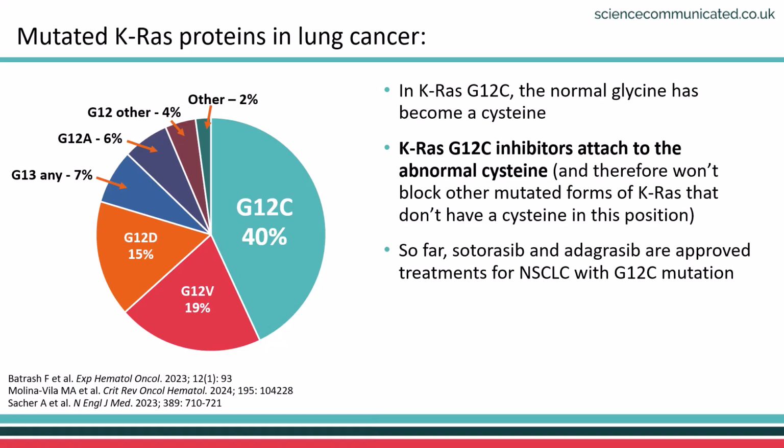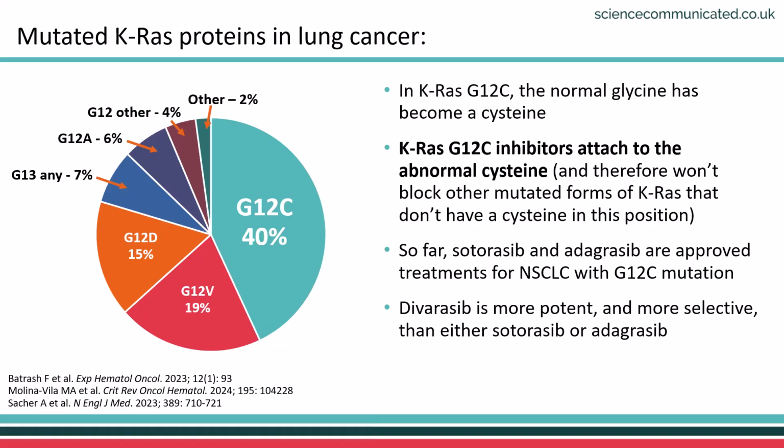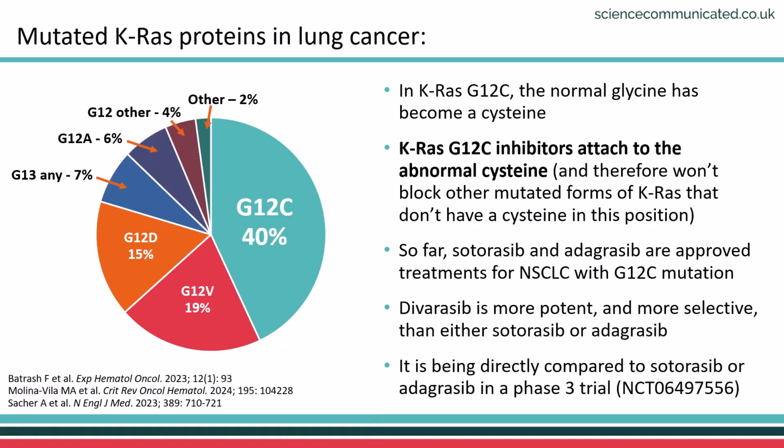So these drugs, because they need to interact with that cysteine in order to work, are not going to be able to block any of the other mutated forms of RAS proteins we find in cancer cells, because they don't have that cysteine present. But sotorasib and adagrasib connect with that cysteine, and they block the G12C mutated version of the KRAS protein. And there are newer KRAS inhibitors being developed, more potent, more selective inhibitors, such as divarasib.